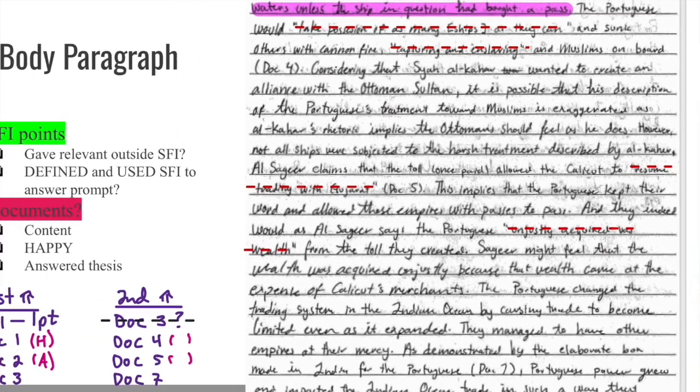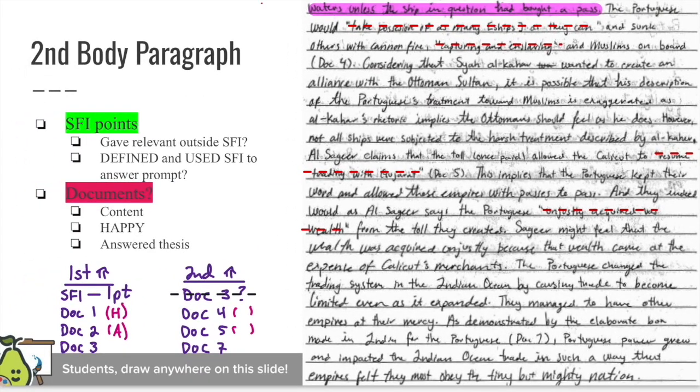So early on in the second body paragraph, they continued explaining the content for document 3, but now we have another document in play, document 4. So they summarized document 4 by saying, They are creating embargoes on trade by forcing people to buy safe passage certificates. The Portuguese would take possession of as many ships as they can and sunk others with cannon fire, capturing and enslaving Muslims on board. That's the summary statement. So they have done 4 documents with content.